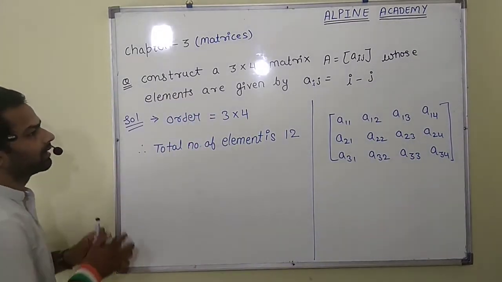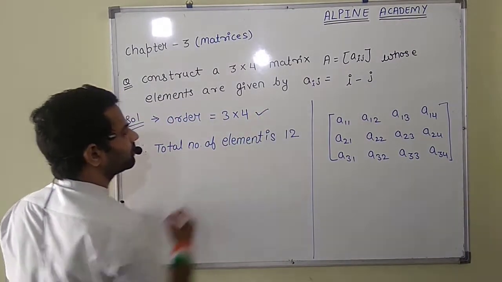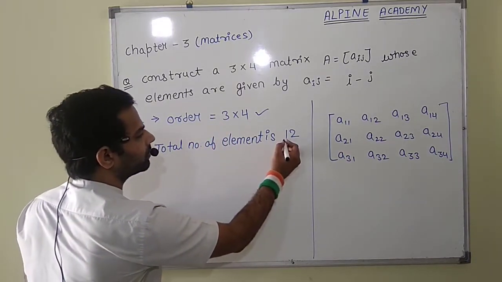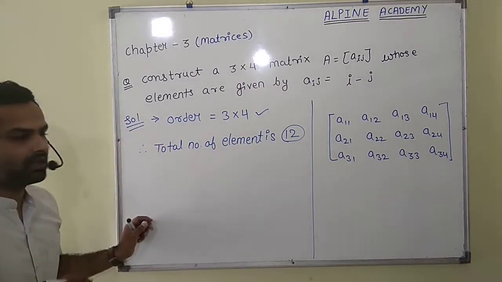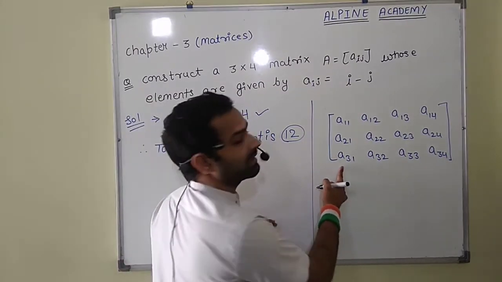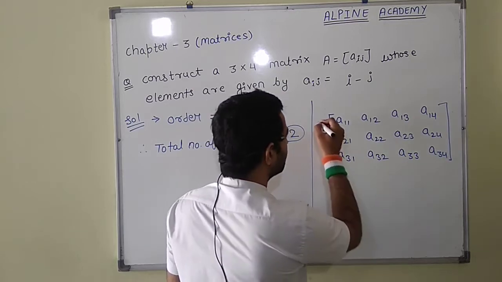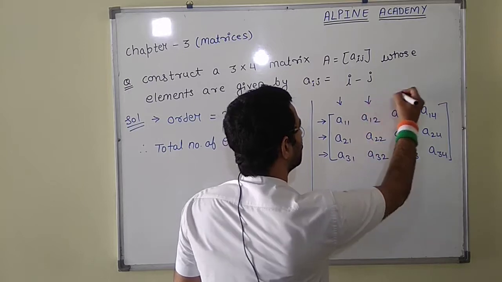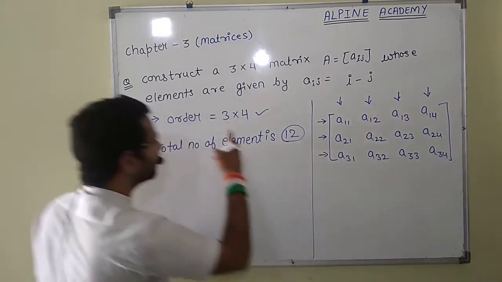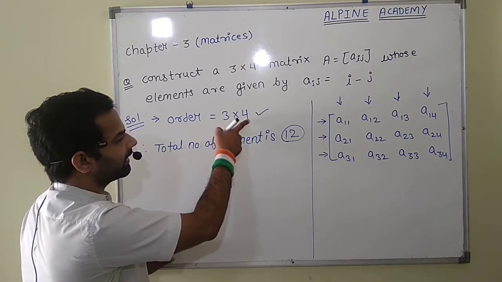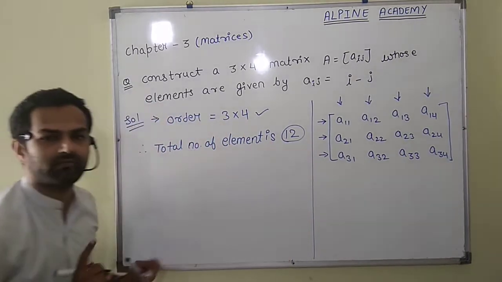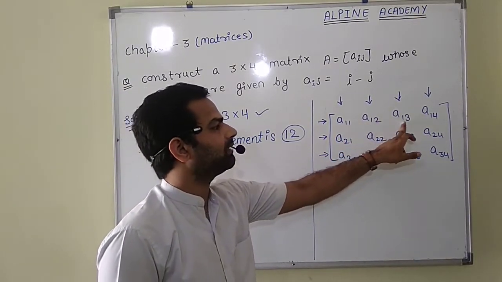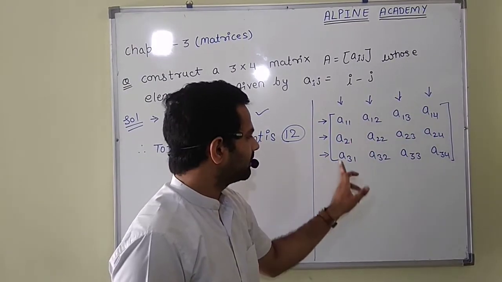So first, the order of the matrix is given, which is 3 cross 4. How many elements are there? 3 into 4, which is equal to 12. We have a total of 12 elements. So the arrangement of the matrix will be like this: there are 3 rows, 1, 2 and 3, and 4 columns. According to our order, the number of rows must be 3 and columns must be 4. Now we have to find the values of a11, a12, a13, a14 and all these elements.